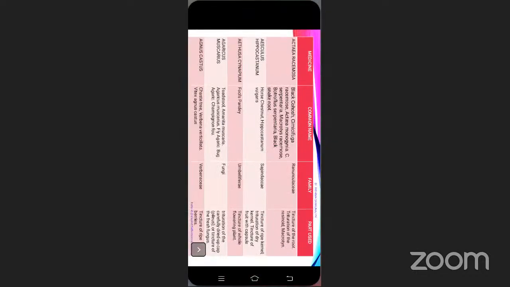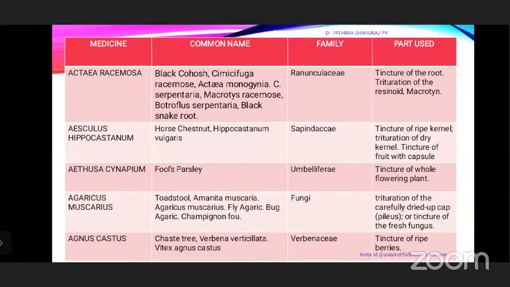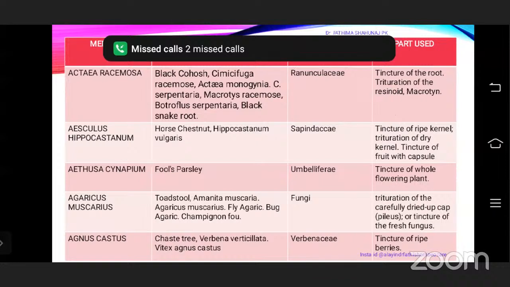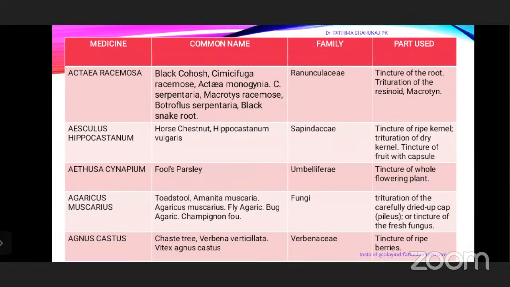So Actea racemosa, the common names are black cohosh, Cimicifuga racemosa, Actea monogamia, and then Cimicifuga serpentaria, and then macrotys racemosa, and black snakeroot. The family belongs to the Ranunculaceae family. The part used is the tincture of the root, trituration, which is prepared from the root, and resinoid.